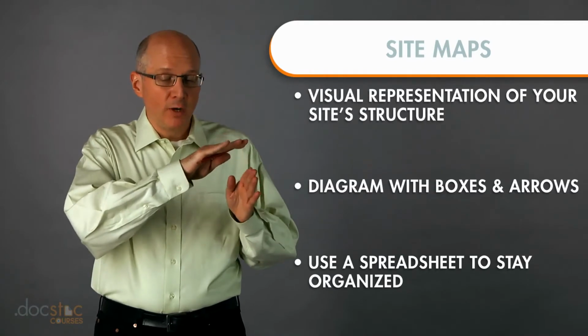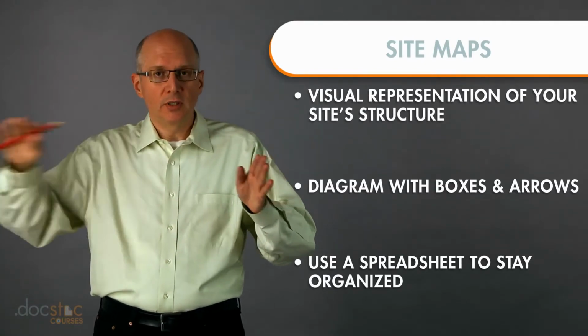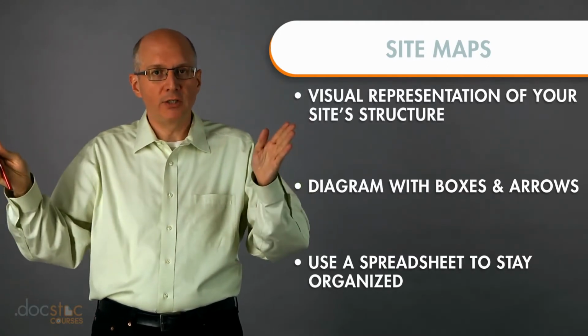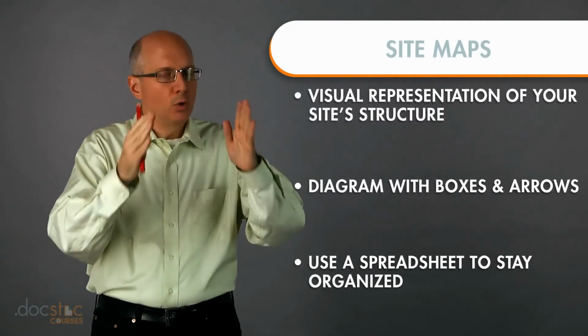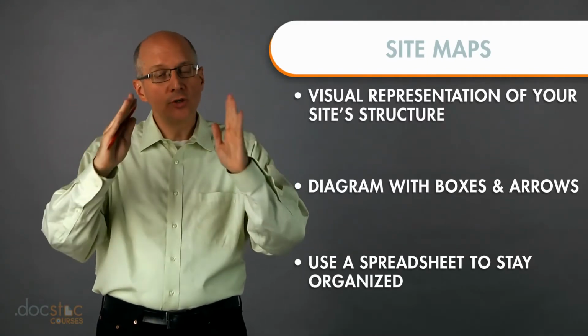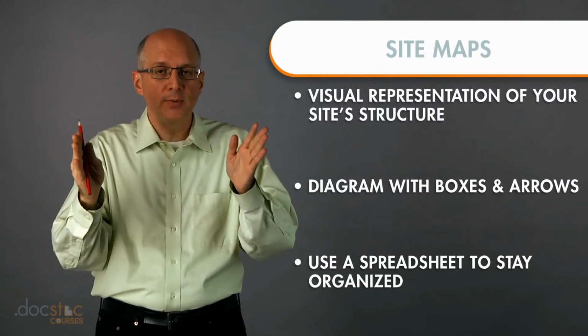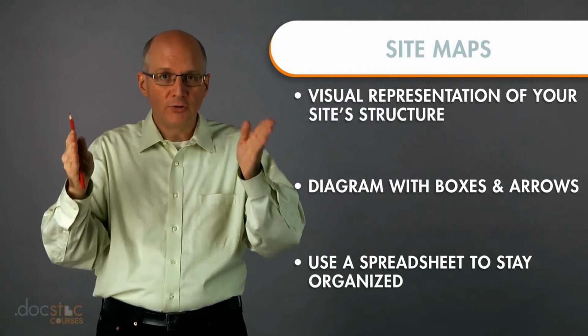Sitemaps are a really great way to get a view across the scope of the information architecture of your site or your application. So when you're trying to figure out what the structure is, when you're trying to communicate that to your team, when you're trying to document the information architecture, a sitemap is a great way to do that.